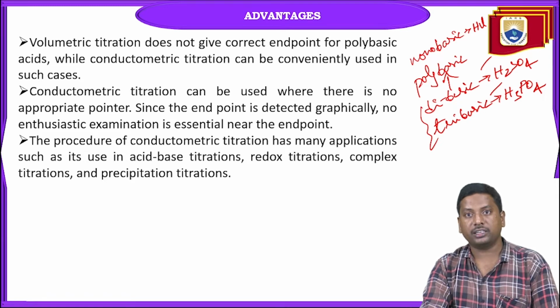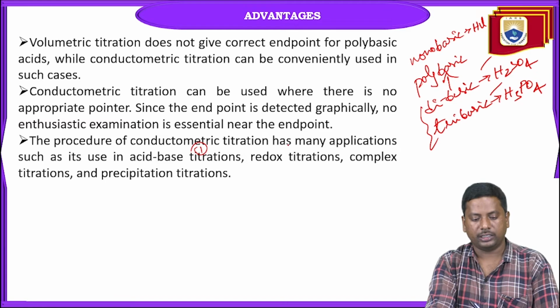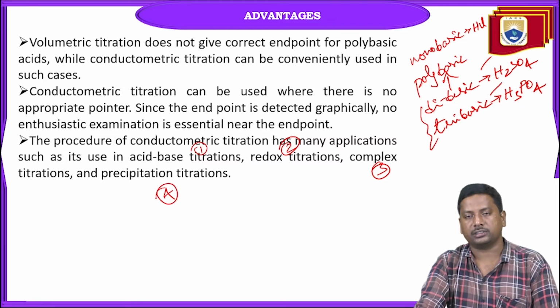And also the procedure of conductometric titrations has many applications, such as acid-base titrations, number one, and second, redox titrations, third, complexometric titrations, and the fourth is precipitation titration. That means this instrument is not applicable only to a single type of volumetric titration, it is applicable to different types of volumetric titrations: acid-base neutralization, redox reactions, complexometric, and finally precipitation titrations.